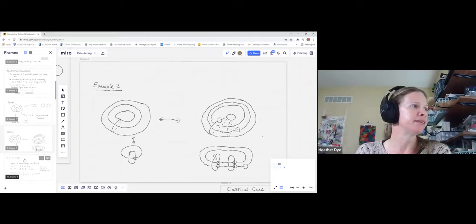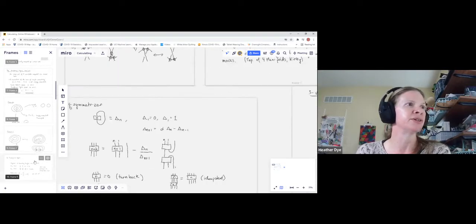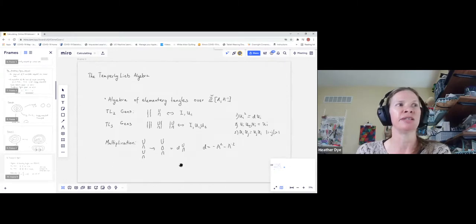So to begin this part of the story, what we need to look at is the Temperley-Lieb algebra. This is an algebra of elementary tangles over Z tilde A inverse. The Z tilde part just indicates that we're looking at basically rational functions. So in the two-strand Temperley-Lieb algebra, we have two generators here, I and U1, and then here are the generators for the three-strand Temperley-Lieb algebra.